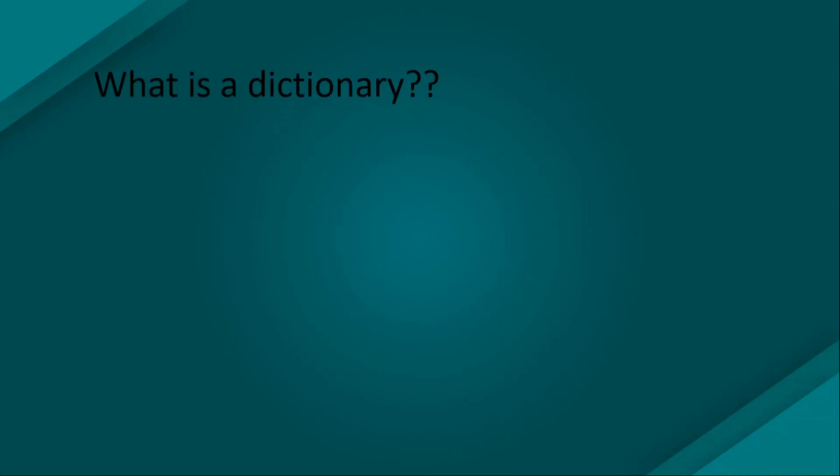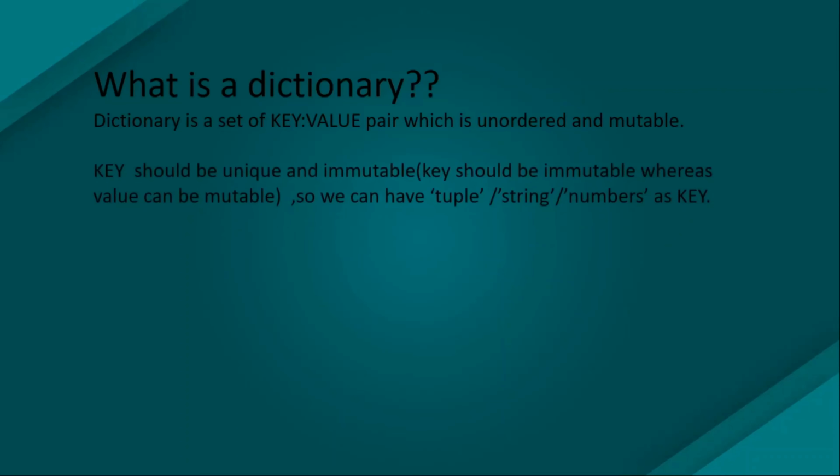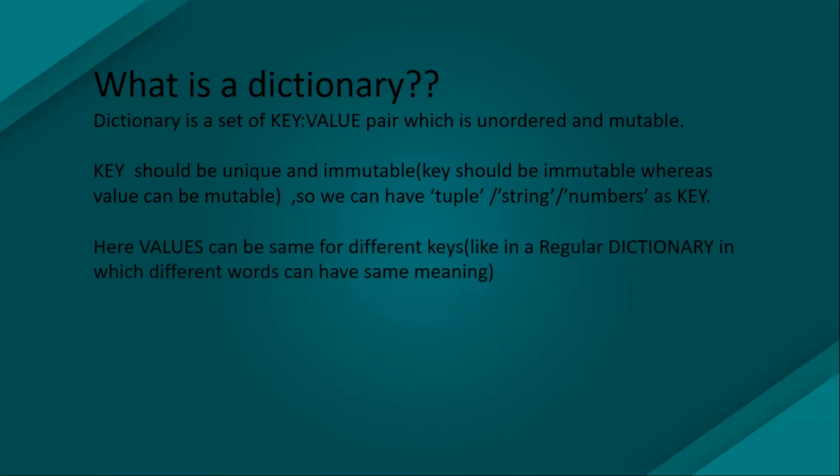What is a dictionary? A dictionary is a set of key value pairs which is unordered and mutable. Here, the key should be unique and immutable, whereas the value can be mutable. So we can use tuple, string or numbers as keys, which are immutable. And the values can be the same for two different keys, like in your regular dictionary. A list cannot be used as a key as it is mutable.